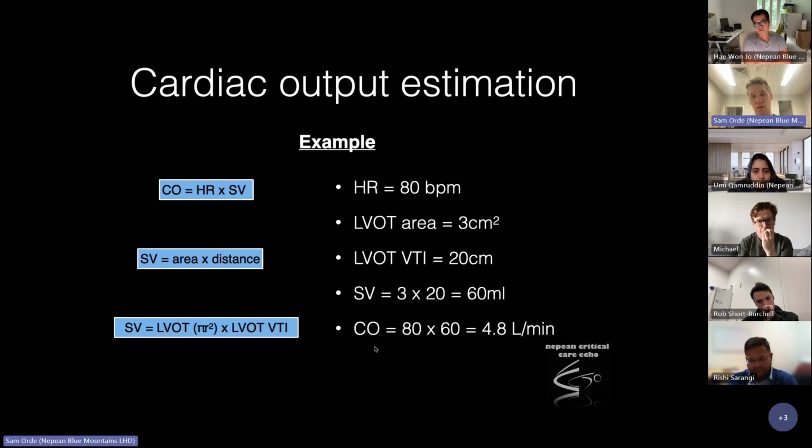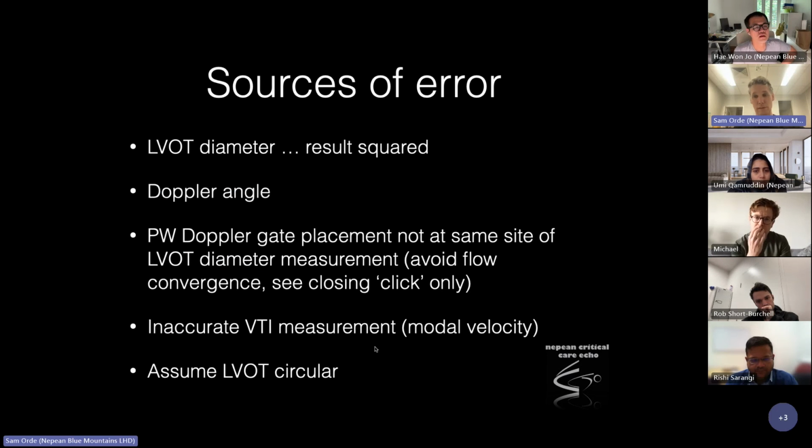So once you've done that, you're going to be able to figure out from your VTI what your area of the LVOT is. You take the area from the LVOT diameter and times it by the VTI, which is the distance. Times them together, you get your stroke volume, times by heart rate, you get your cardiac output.